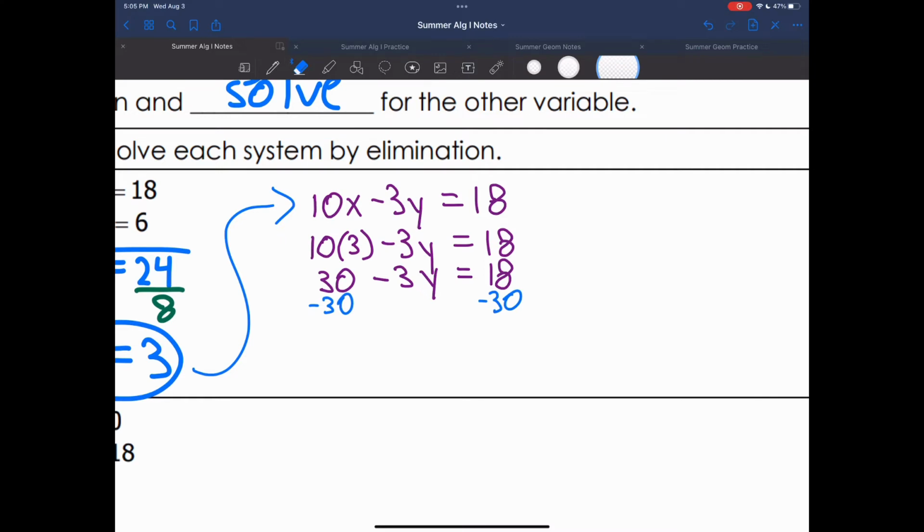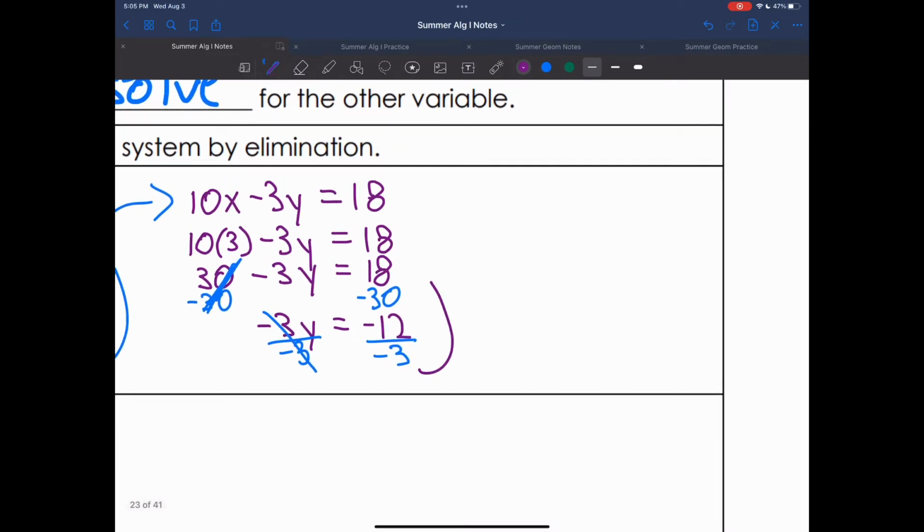So I am going to subtract the 30 from both sides. So 30 minus 30, that cancels out and goes to 0. I bring down negative 3y equals 18 minus 30. That's going to give me what? Negative 12. And then the last step would be I divide by negative 3 to get rid of that. And so we end up, I move this over here, we get y equals negative 12 divided by negative 3, that's just going to give me positive 4. And then we found our y variable.